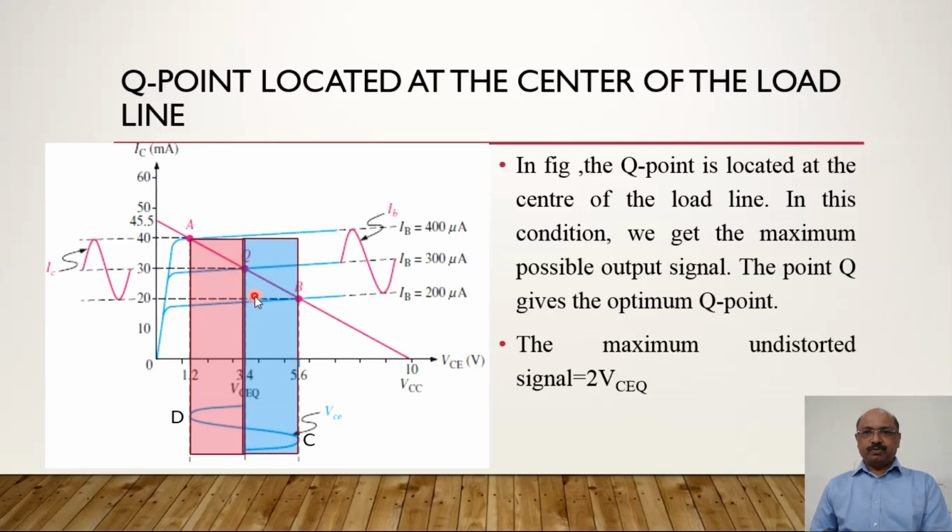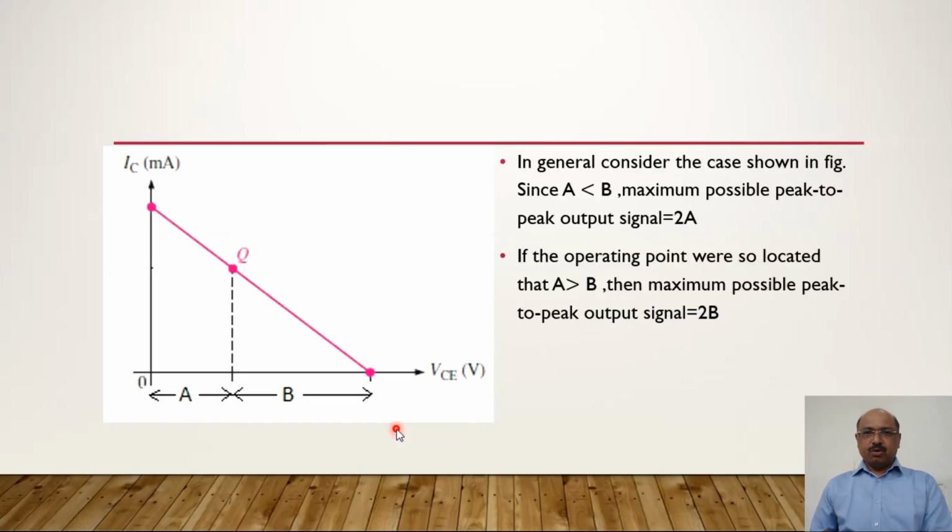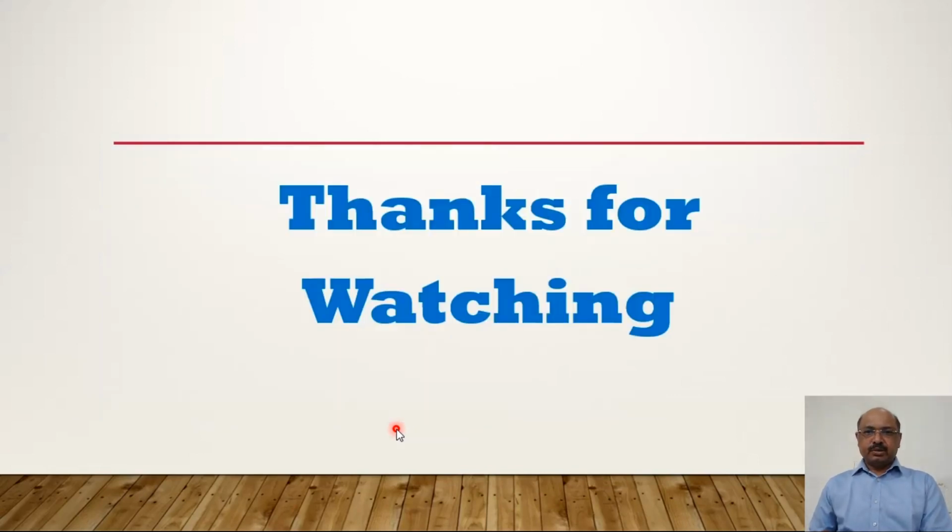In this video, we learned about the Q point and maximum undistorted output of the CE amplifier circuit. In the next video, we will see what factors affect bias variation and how to define and calculate the stability factor for CB and CE circuits.